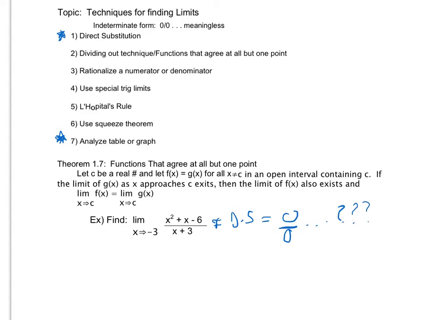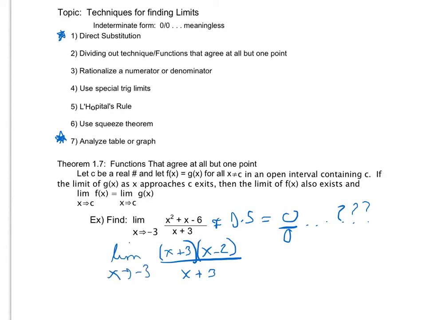Okay, so the next thing I'm going to try to do is rewrite this function in another way. Well, I see on top it's quadratic, so first thing I might try in terms of rewriting in another way is to factor it. So I see I'm going to have x plus 3 times x minus 2 on top. That will multiply to give me x squared plus x minus 6. I still have my x plus 3 on the bottom. Remember, I'm taking the limit.